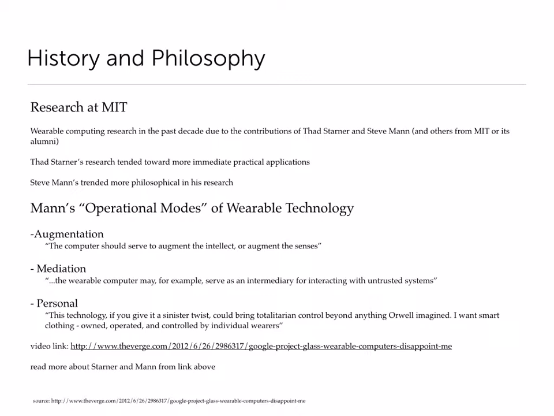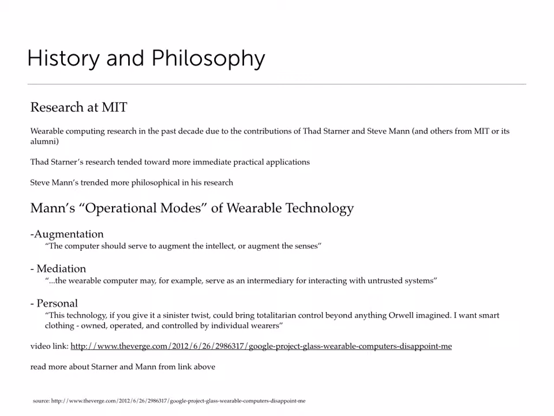And the important thing about looking at this aspect of wearable technology, its origins, is that I feel by looking at its origins and its beginnings, it will really allow us to develop a very useful framework to assess the current wearable technology devices that are coming out and also assess the future devices that will come out. And so the operational modes, there are three of them: augmentation, mediation, and personal.